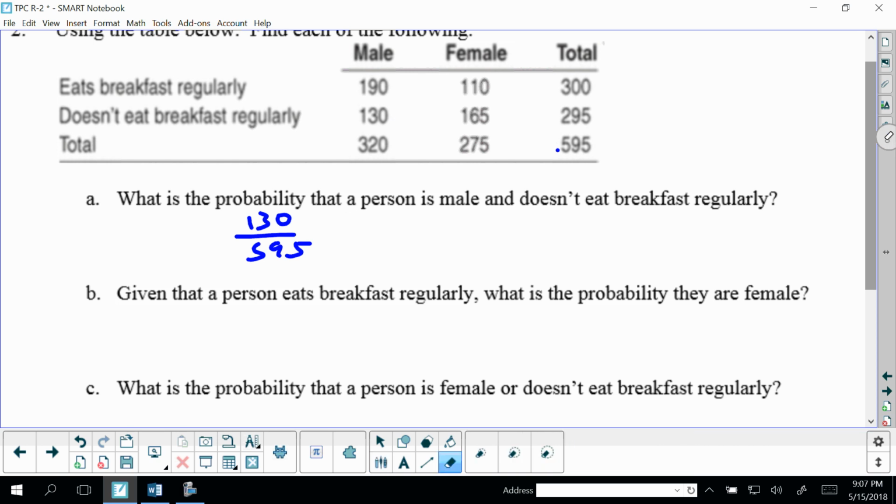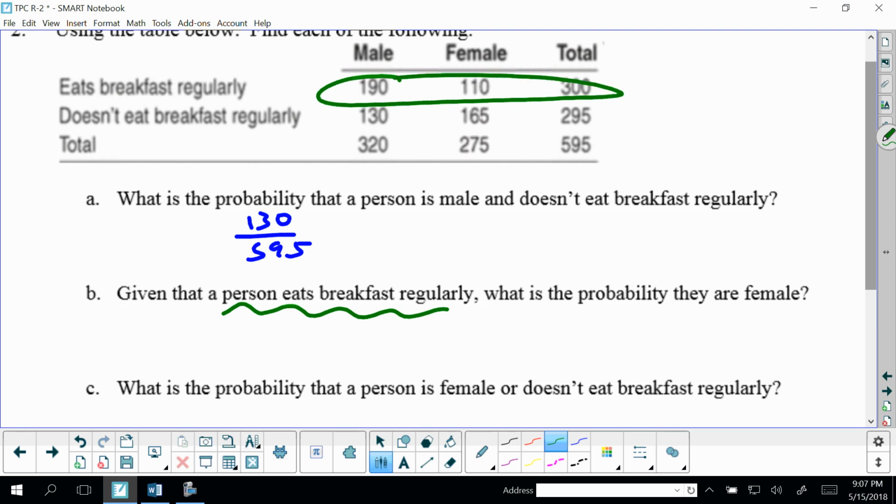Next up, given that a person eats breakfast. We should already know that we are only focusing on the person eats breakfast row. So we're only looking at these numbers. Those are the only possible ones we should work with. Of those, what is the probability female? So female over the total, 110 over 300.